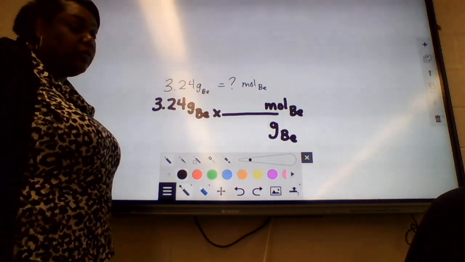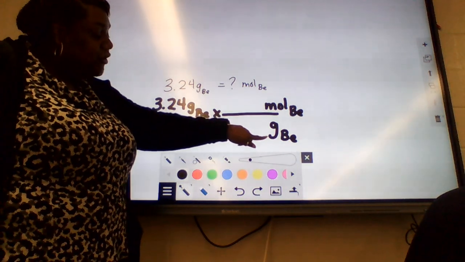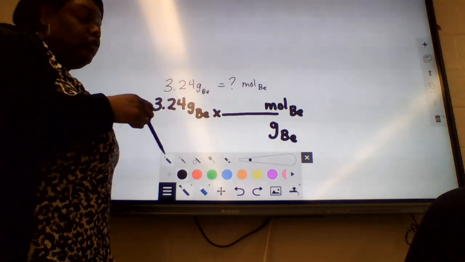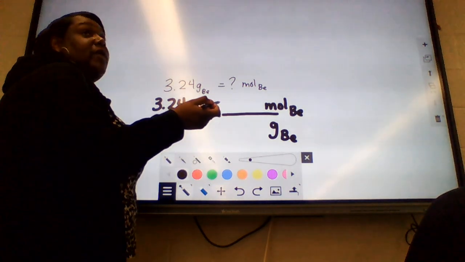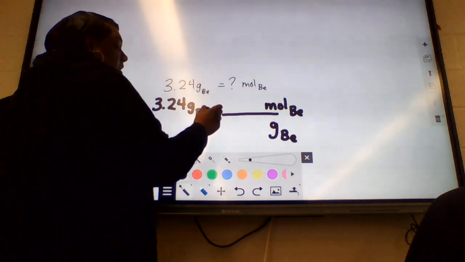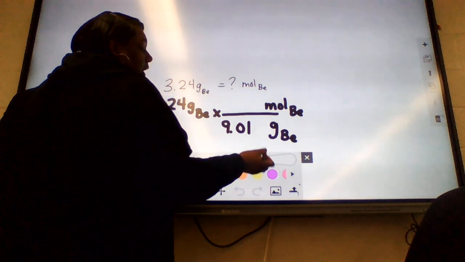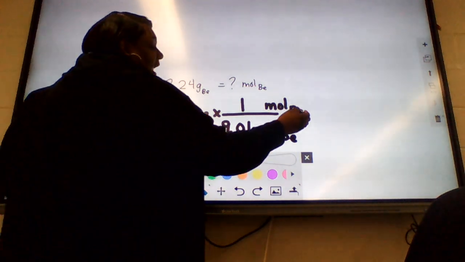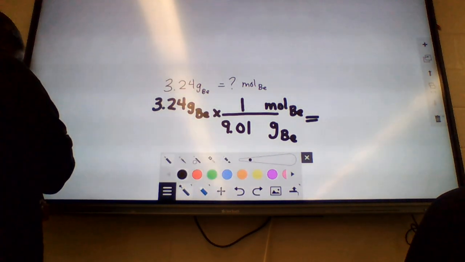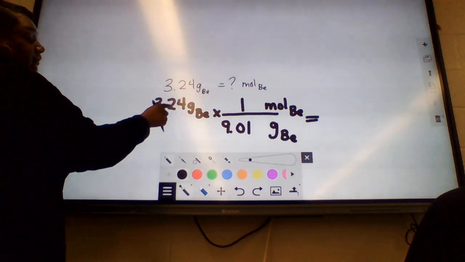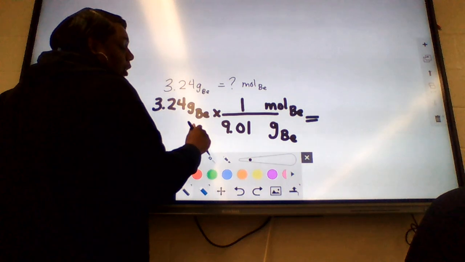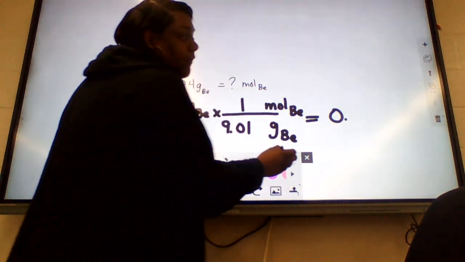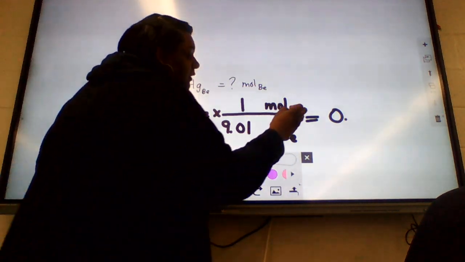Now, in your dimensional analysis problem, anytime you see the units grams, you're going to go to the periodic table to get that value. So when we go to the periodic table, we find out that the mass for beryllium is 9.01, and this is for 1 mole of beryllium. And so when I do the math, what I'm actually going to end up doing is I've got to do 3.24 divided by 9.01. And when I get that value, I find out that that value is about 0.36 moles.